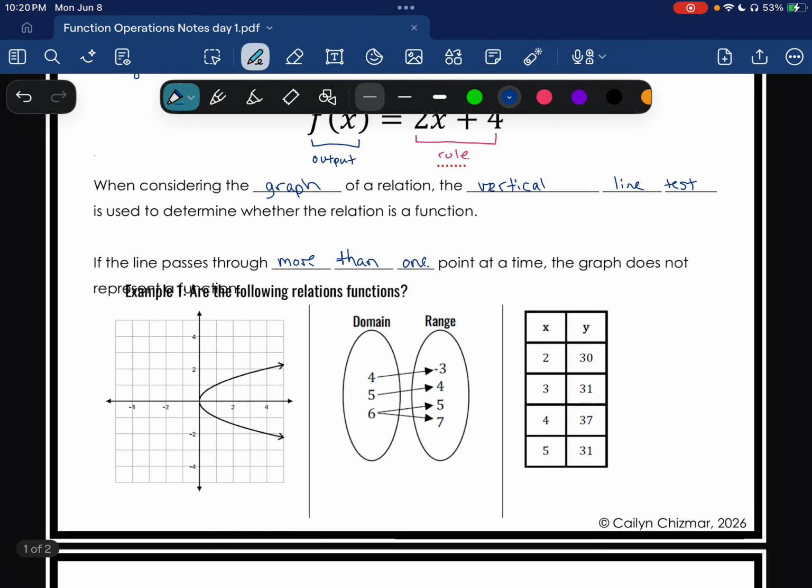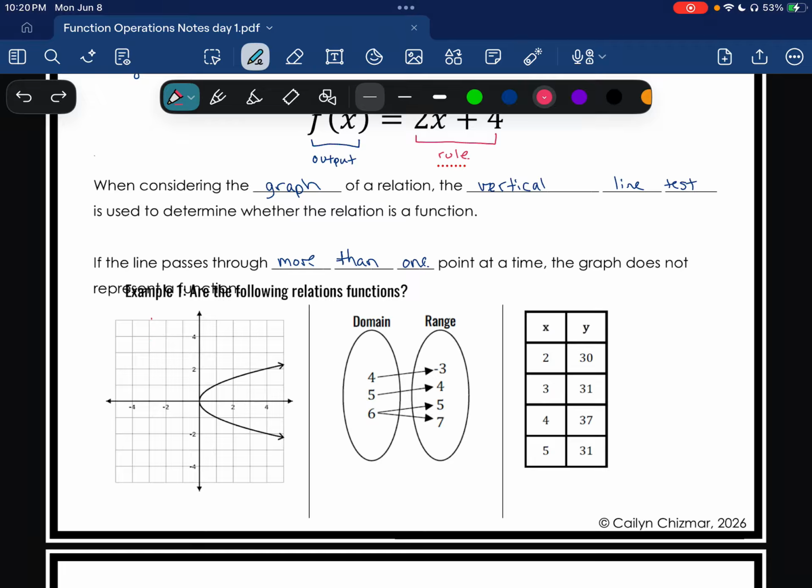And what I'm going to do is move my vertical line all along the graph. See right here at the vertex of this graph, it's only touching one point at a time. But oh no, as we go, you'll notice it's touching my graph in more than one spot. So right here this guy fails the vertical line test. So no, this guy is not a function. My explanation is that he fails the vertical line test.